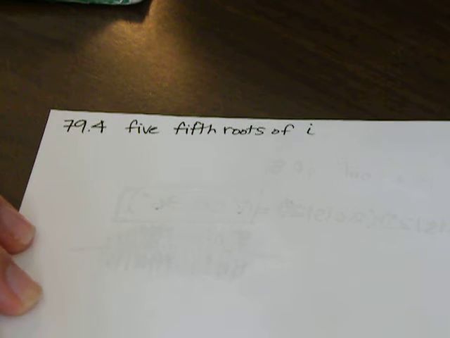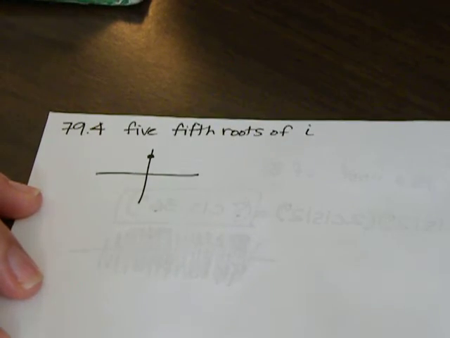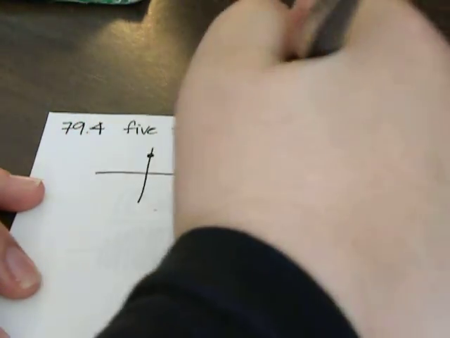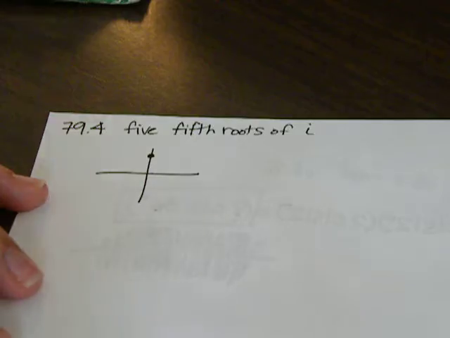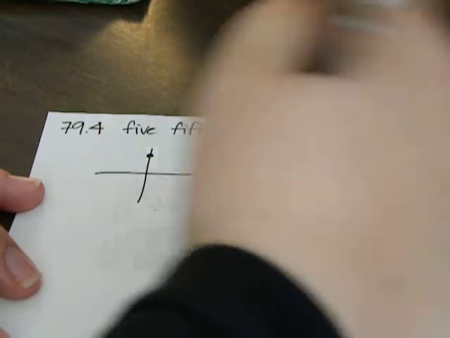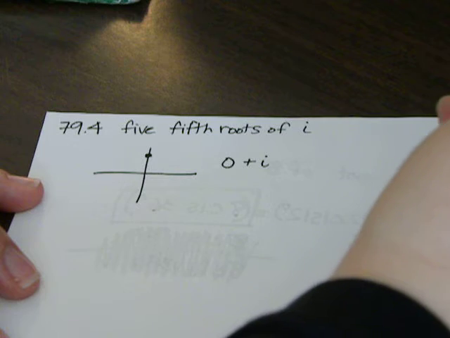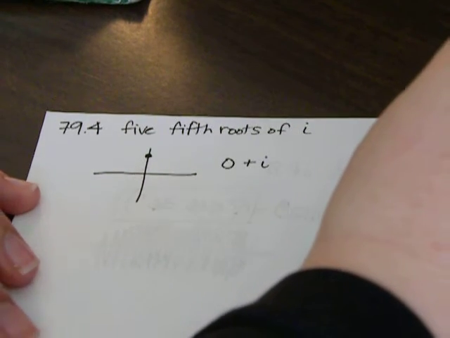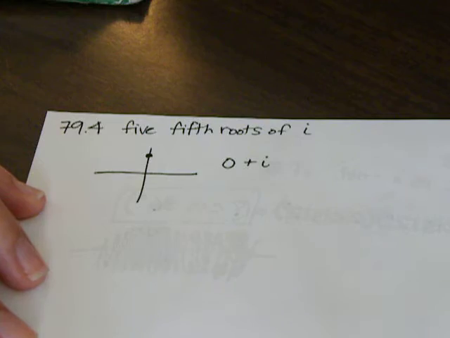Okay, this is example 79.4, and it says find 5 fifth roots of i. So if you remember, if you draw an axis to locate i, when we talk about i, it's 1 unit up on the y-axis. So it's actually 0 left or right, and then 1 unit up. So if we're going to rewrite this using polar coordinates, we will rewrite it as 0 plus 1i. That's in terms of i, that's the complex root.